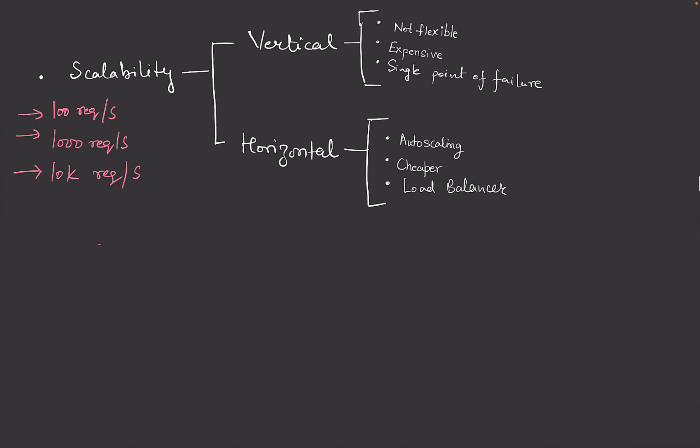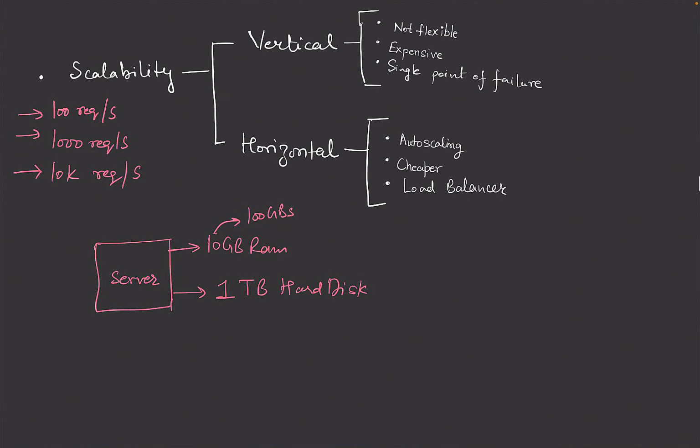Vertical scalability means, let's say you had a server and it had 10 GB of RAM and let's say 1 TB of hard disk. Now vertical scalability means, let's say you increase the RAM from 10 GB to let's say 100 GB. You increase the hard disk from 1 TB to let's say 10 TBs. So vertical scalability means you keep on increasing the capabilities of the current server.